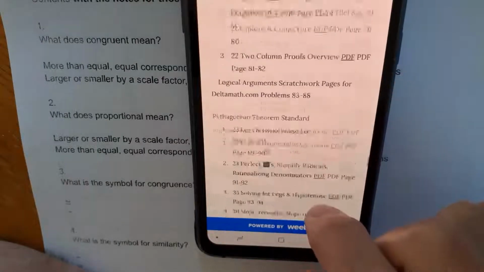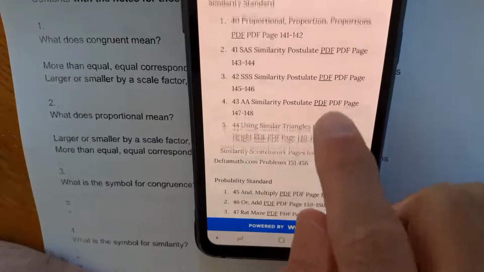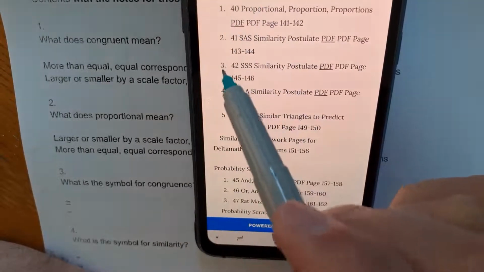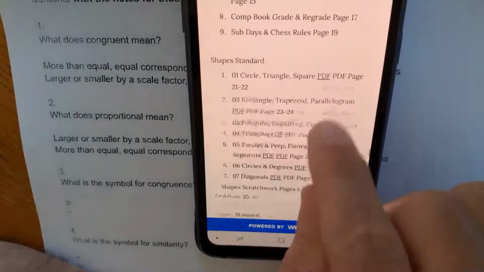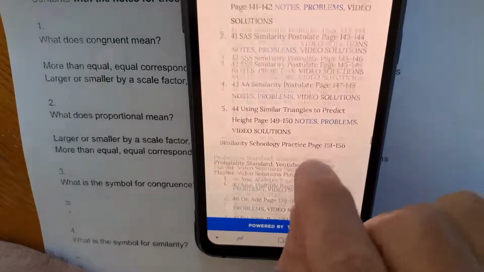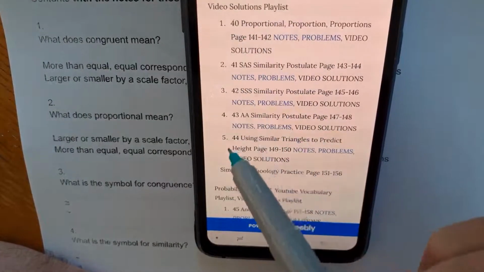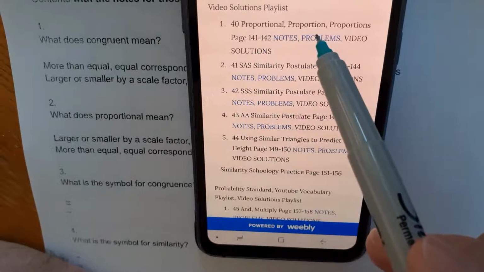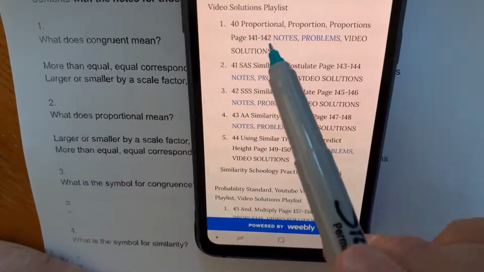So we're going all the way down to Unit 8. Okay, where is it here? Here's congruence. Here it is, similarity. This is Unit 8. So in the similarity unit, there are 1, 2, 3, 4, 5 lessons. Each one of these is a lesson. Actually, I'm down a little low. Let me go back up and find it up here. Here. So similarity, here it is, 1, 2, 3, 4, 5. This is the title of the first one we're looking at, proportional, proportion, proportions. Here are the page numbers that these notes go on in your comp book.